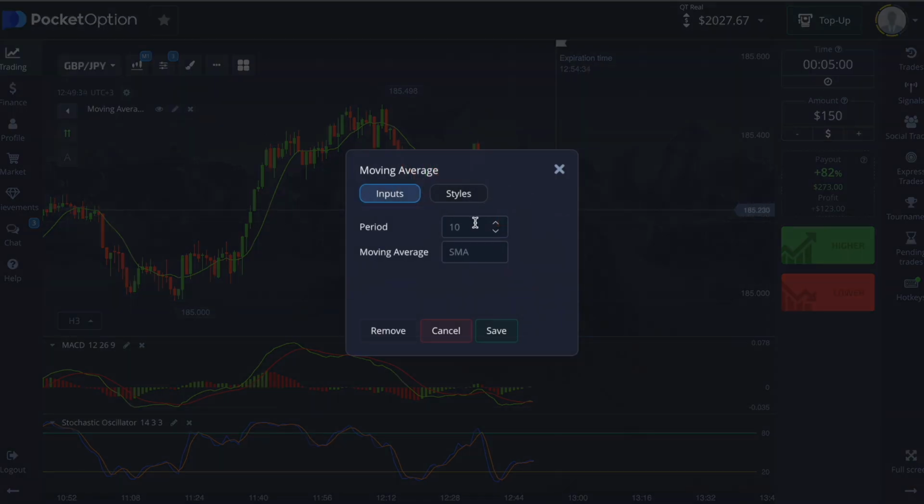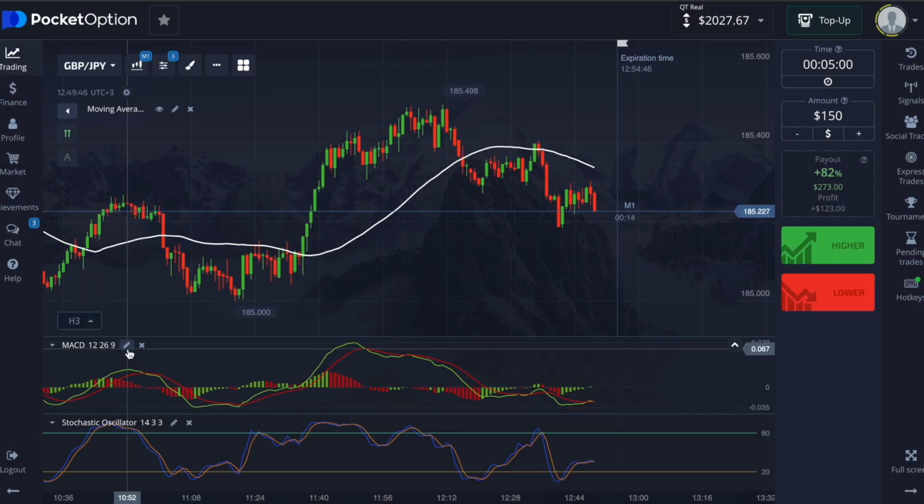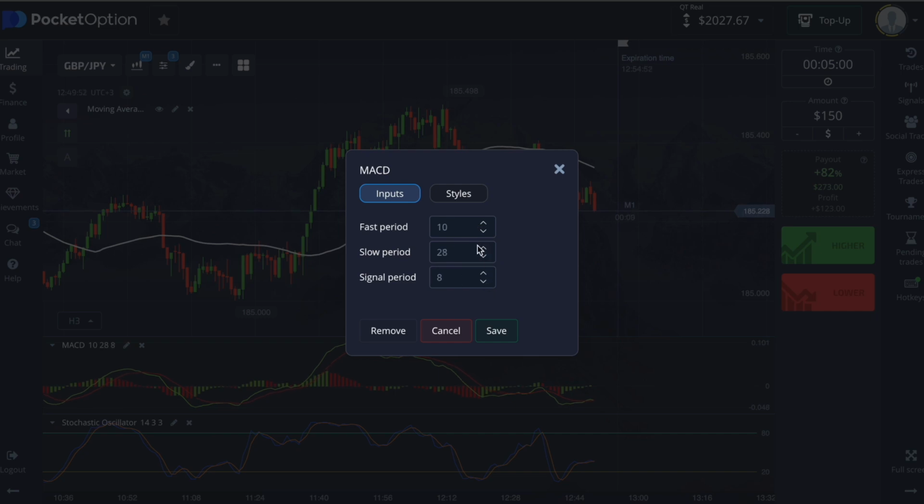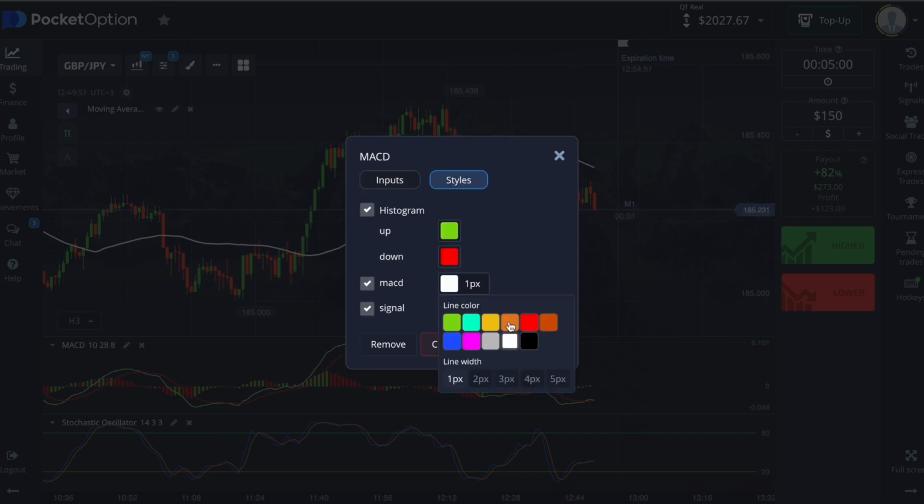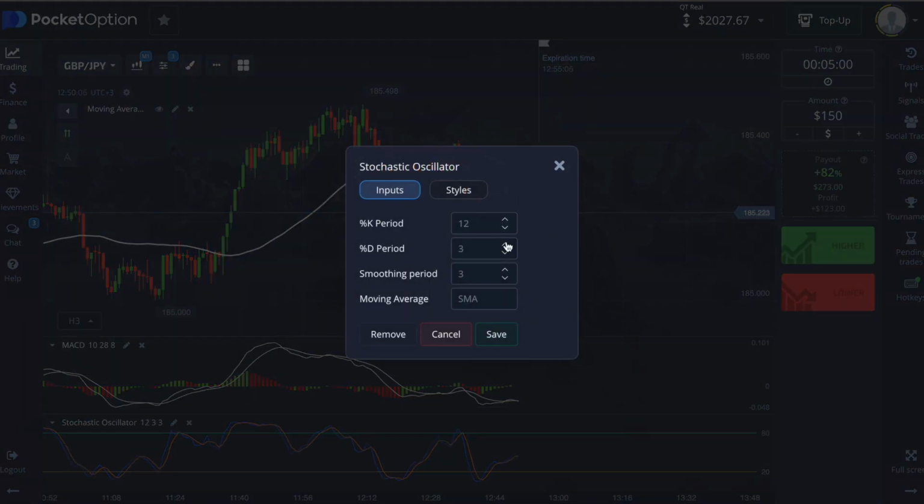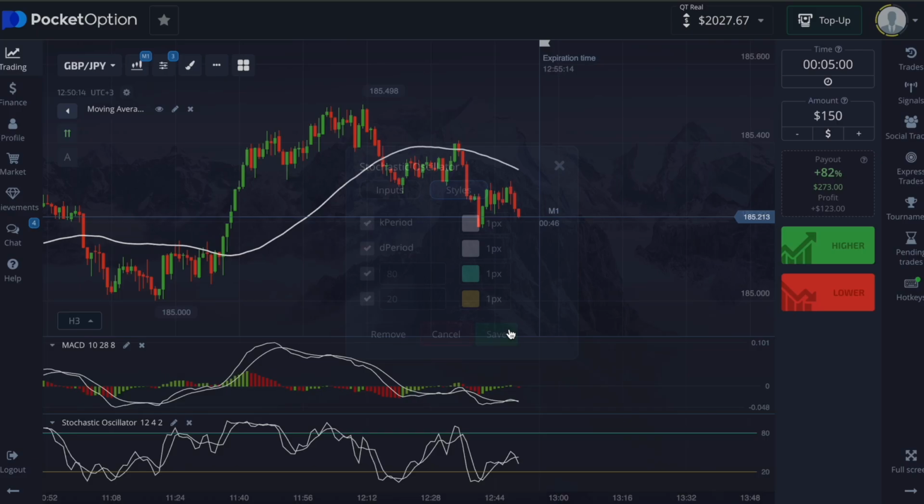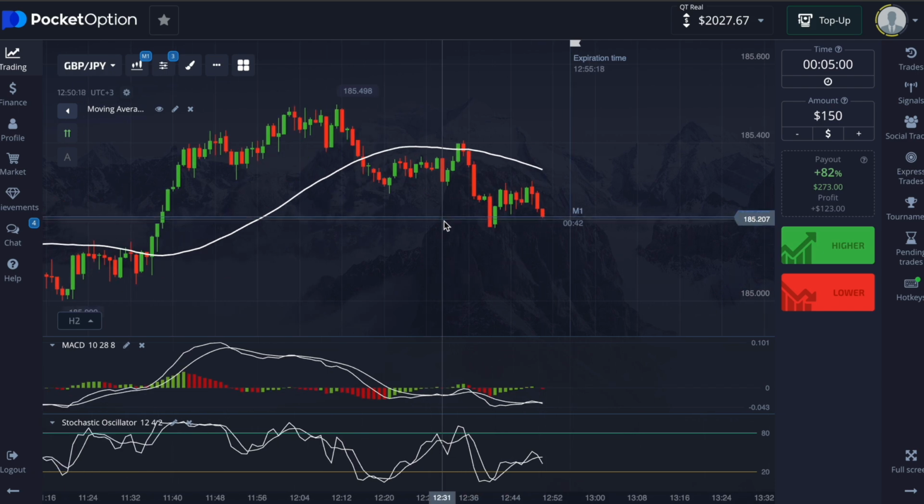In the moving average indicator, change the period to 45. In the style tab, make the line white, choose a line width of 2 pixels, and save. In the MACD indicator, adjust the settings to 10/28/8. In the Style tab, make both main lines white and save to make them more visible. In the Stochastic indicator, set the parameters to 12/42. In the Style tab, make both lines white and save. That's it. The indicators are configured and all the lines are clearly visible.